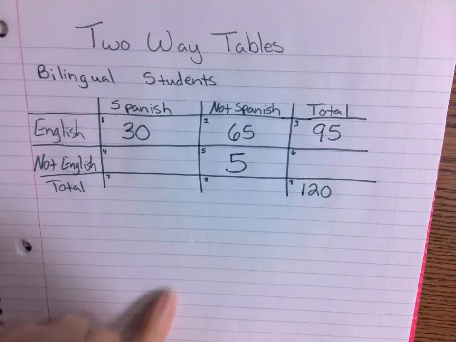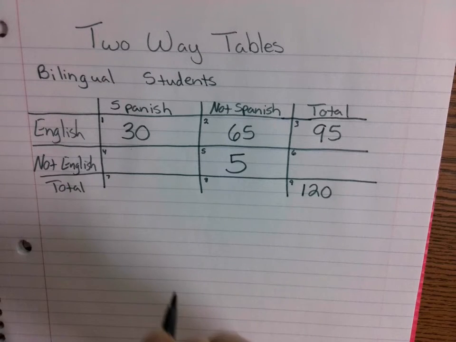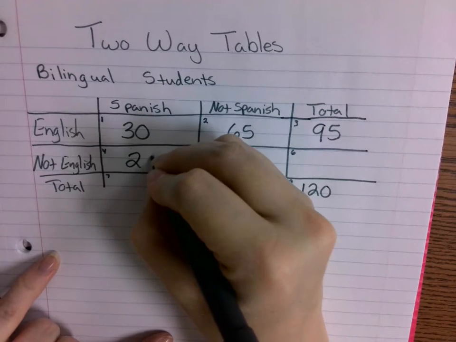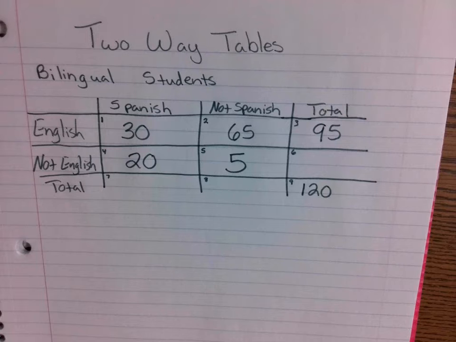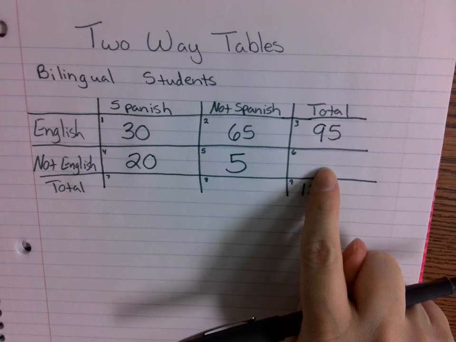Okay? All right, if I say that there are 20 students that speak Spanish and don't speak English, let's go ahead and fill in the rest of the boxes. What's going to be the total amount of non-English speakers?